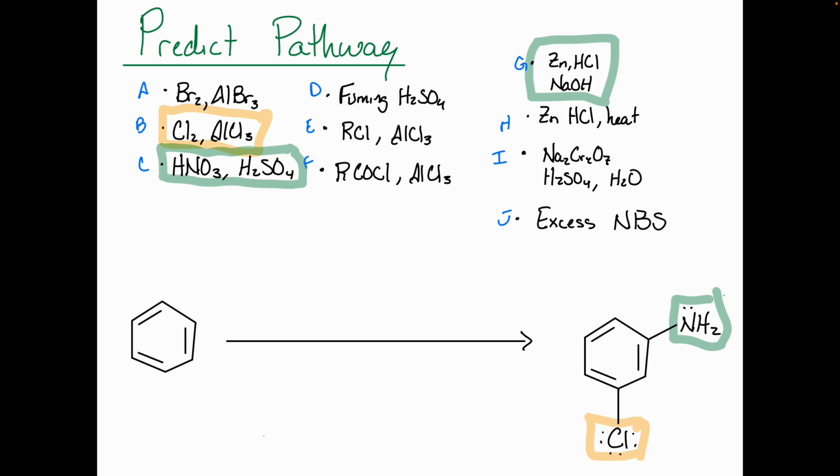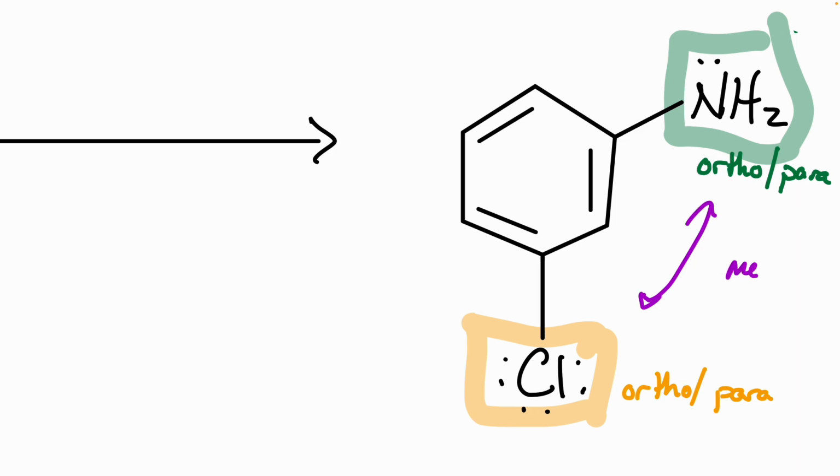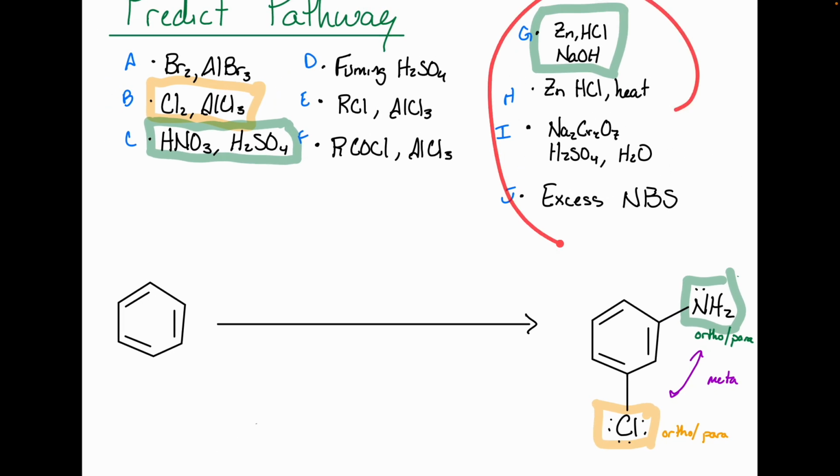All right, so these are the reactions that we're going to need, but now we've got to think about our order. Chlorine is an ortho-para director. But my amine is also an ortho-para director, and these are sitting meta to one another in my structure. So again, I know I'm going to need to use, and I've already identified which one of these reactions here, to flip the behavior of that group.